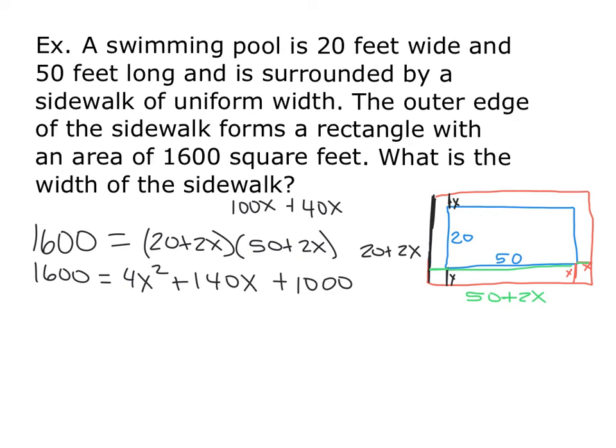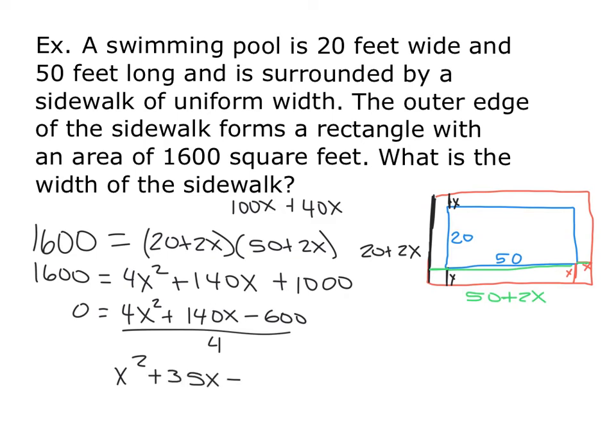All right, so let's see. Subtract 1,600: 4x squared plus 140x minus 600. I'm going to divide everything by 4. X squared plus 35x minus 150. Ooh, is that factorable?